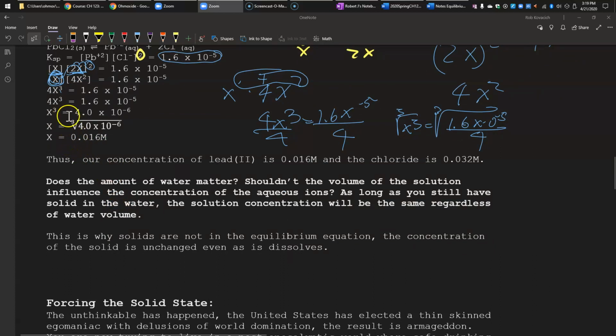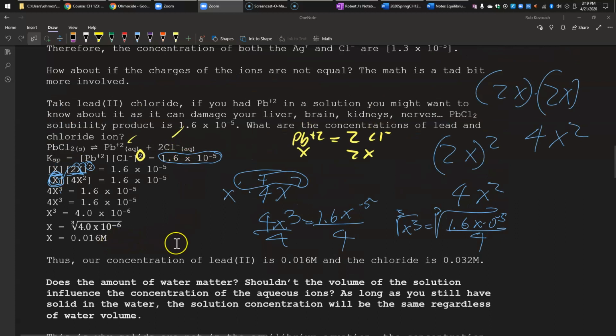And so I'm taking the cube root of the 4 times 10 to the negative 6, and I end up with 0.016 molar. So what is this 0.016 molar? What is this telling me? There's 0.016 moles per liter.